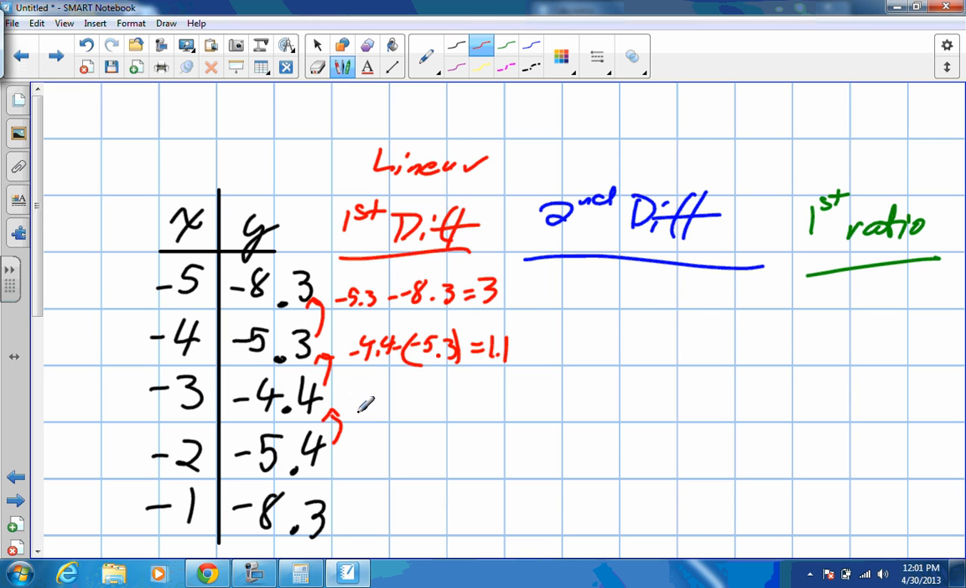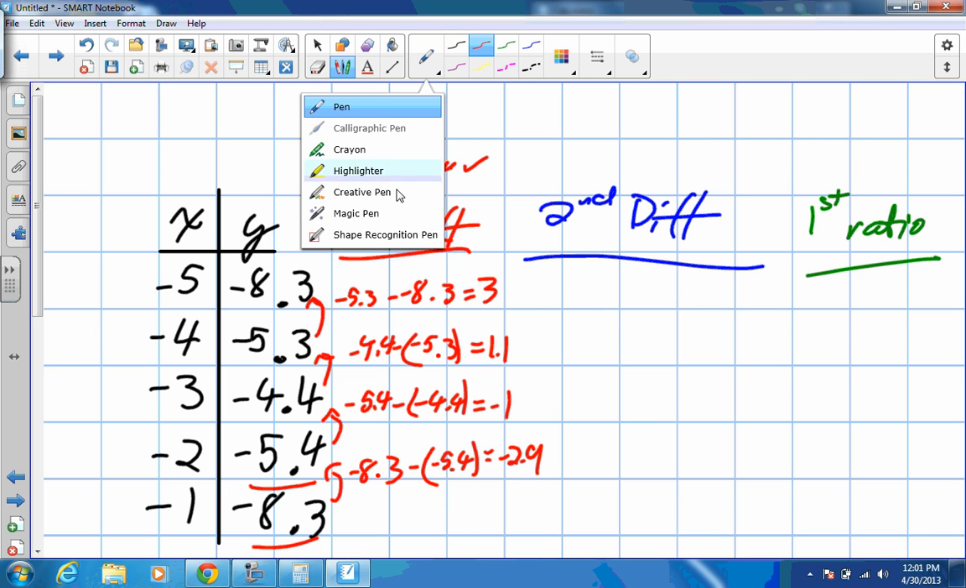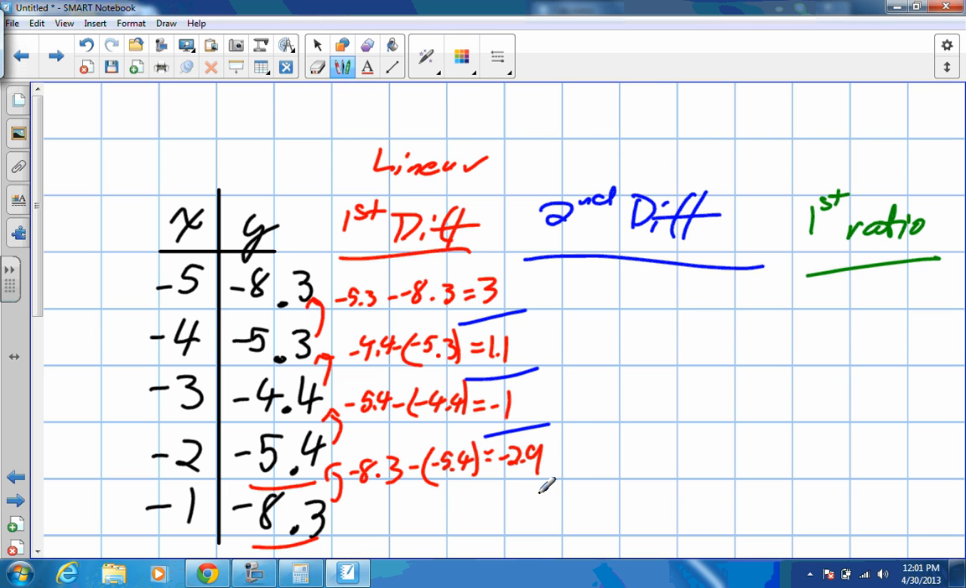We're going to take negative 5.4, subtract negative 4.4, and that is negative 1. That's where I got 5.4. And then negative 8.3, subtract negative 5.4 gives us about negative 2.9. I think that's right. Yeah, negative 2.9. So looking at linear, these are not consistent, right? This doesn't really work. So we move on to our second differences. Wait, so the first ratio is when you divide them. We'll get to that. Exponential.